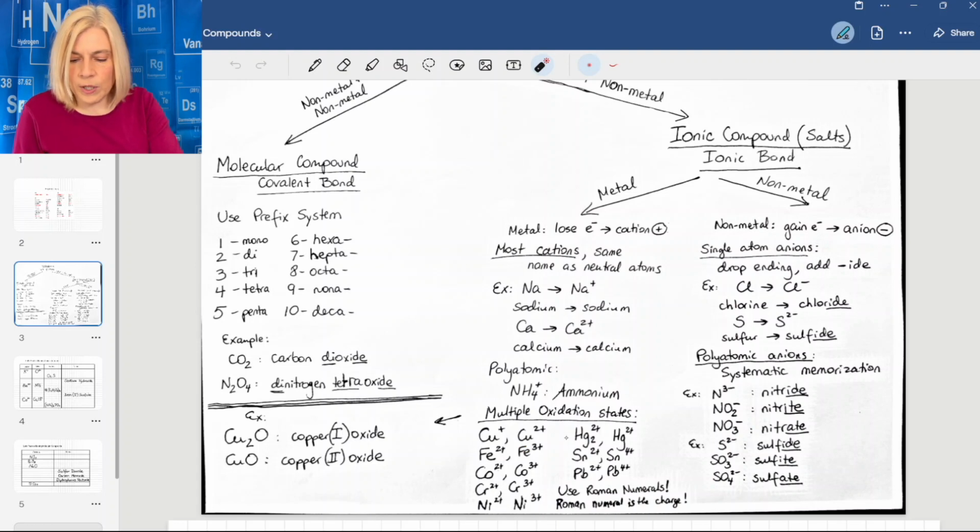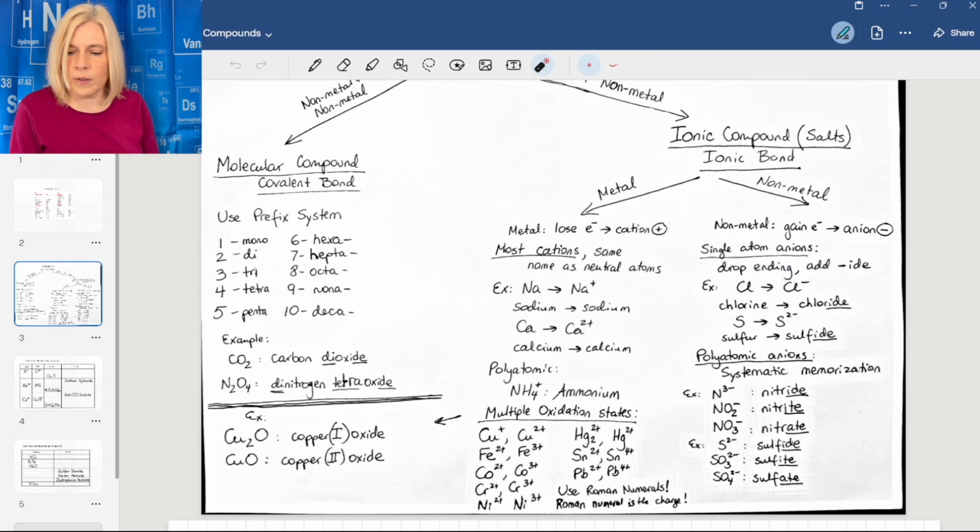But we have mercury. Mercury is a little bit different. This is mercury 1+, because you have 2 mercuries and they will have a total of +2 charge. But that will be mercury 1+, mercury 2+, and then we have tin and lead, which can both be 2+ or 4+. For transition metals, you're going to use Roman numerals. The Roman numeral is the charge. It is not the number of cations you have.